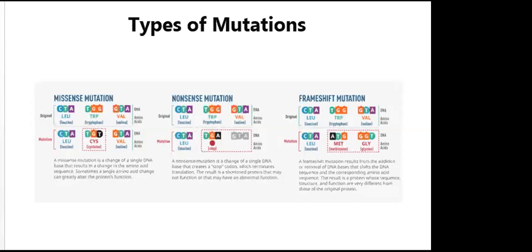And finally, we have the frame shift mutation, which occurs when any addition or deletion mutation results in a change of the gene's reading frame, which includes a group of 3 bases that encode for amino acids. The change in the reading frame alters the grouping of the bases and subsequently changes the amino acids that are encoded. As a result, the encoded protein becomes non-functional.